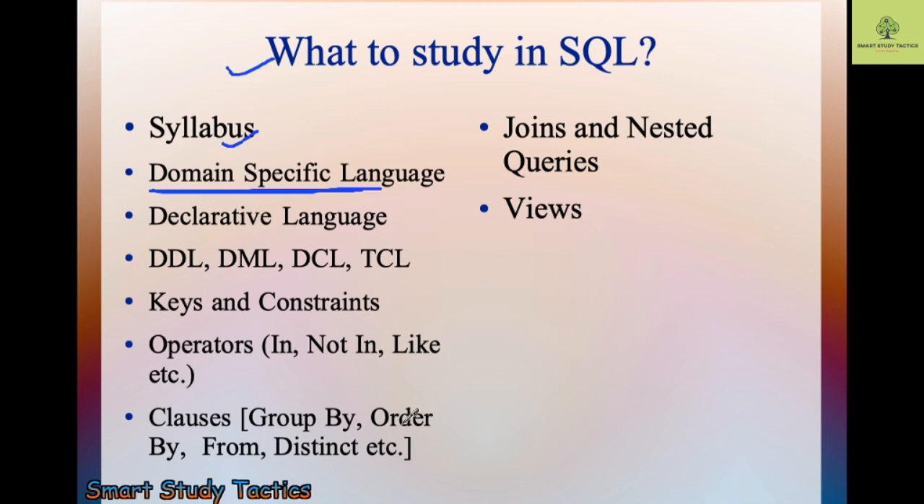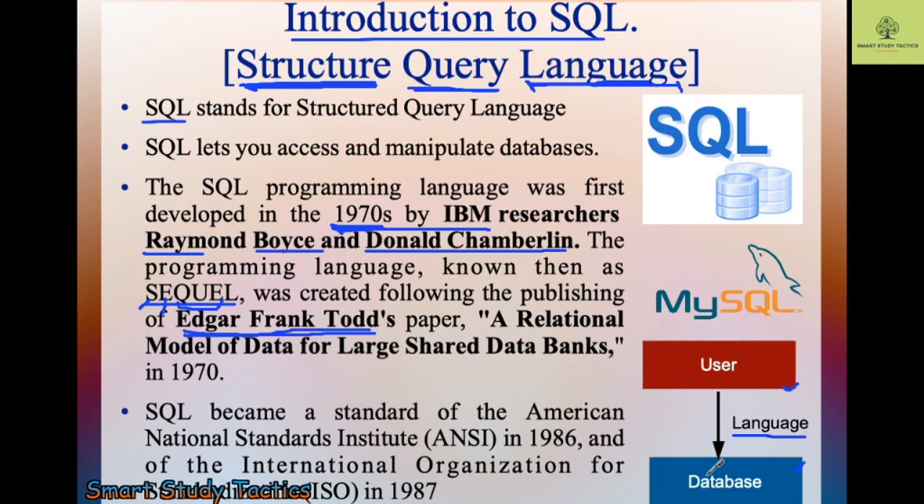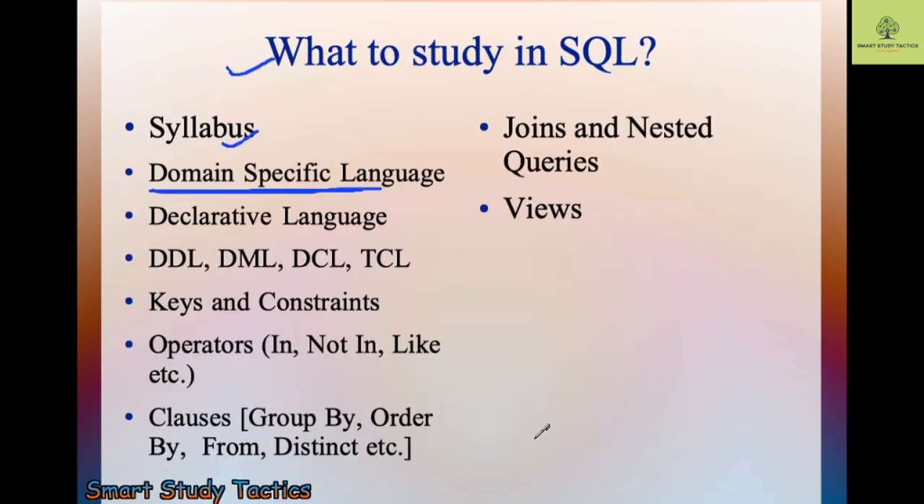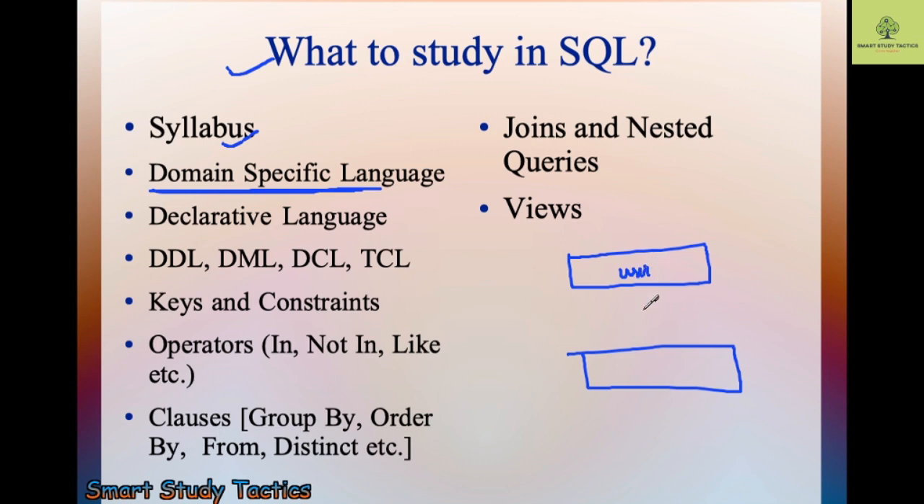And for a domain specific language, you can see here, this is the user and this is the database, and the database is stored in the domain. So we should have a language to fetch the data from this domain. This is a domain specific language, meaning we are storing the data in a database and we are fetching the data from that database. Is this clear to you? This is the user and this is the database. I'm writing DB only, for your better understanding.